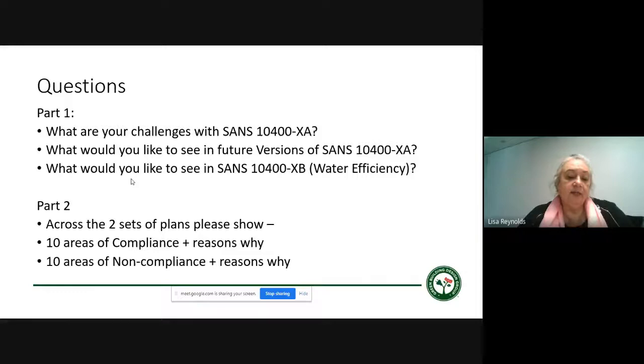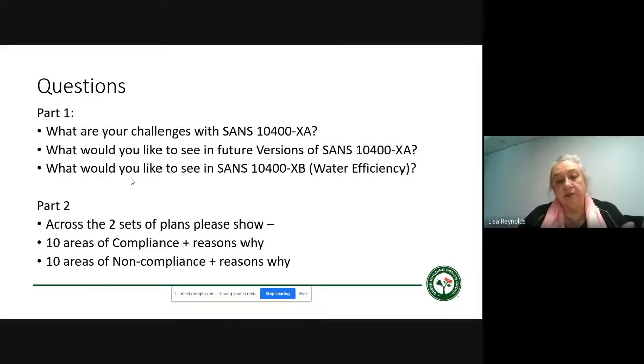And then the other thing is knowing that 10400XB is coming up, which is water efficiency. At the moment, they've done a draft XB regulation. There's a SANS 308H, which is water efficiency, a voluntary standard that's written already. And there's a grey water harvesting standard. And again, this is probably going to come in within a couple of years. There'll be water efficiency.